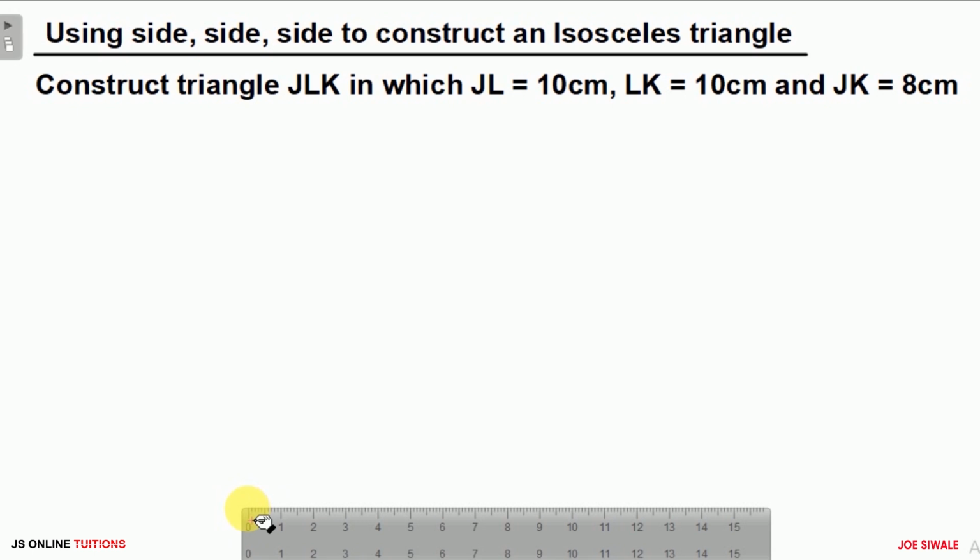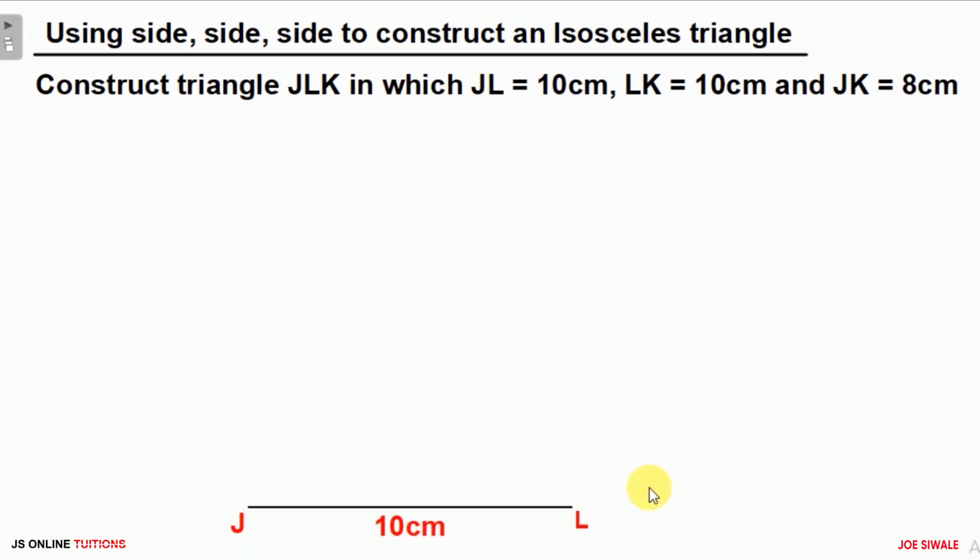So we're going to start at 0 there. Then we've been told JL is 10 centimeters. So we have our 10 there. So we have indicated our length of JL as 10 centimeters. Then the next thing we've been told, LK is equal to 10 centimeters. So LK, we know that our K is somewhere here.